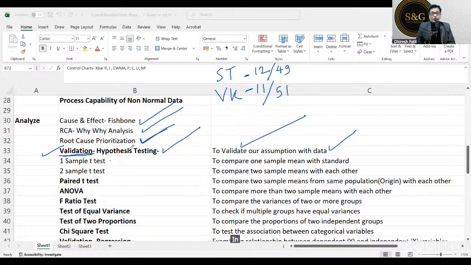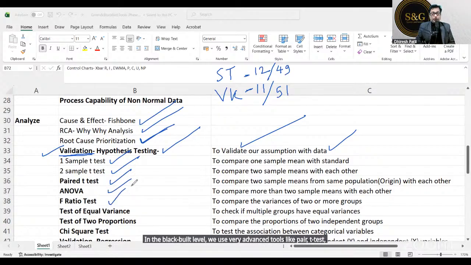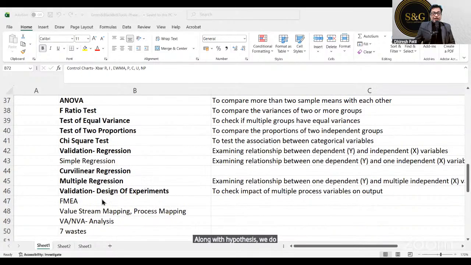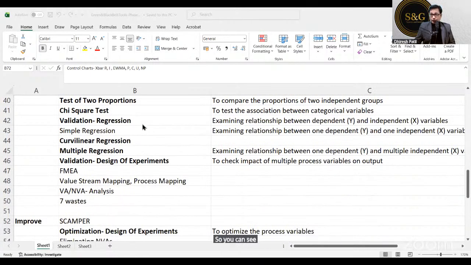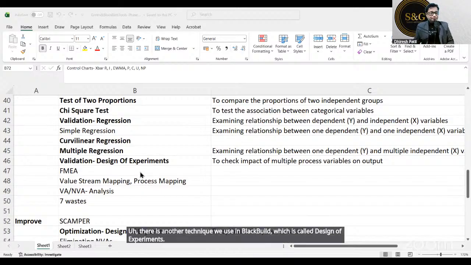In green belt we use one sample t-test, two sample t-test. In the black belt level we use very advanced tools like paired t-test, ANOVA, F ratio test, test of equal variance, two proportion test, chi-square test, and there is regression as well. Let me scroll it down. Along with hypothesis, we do validation through regression as well. So you can see regression, which is another way of validation. Simple regression we use at green belt level. In black belt level, we use curvilinear regression, multiple regression. There is another technique we use in black belt, which is called design of experiments.